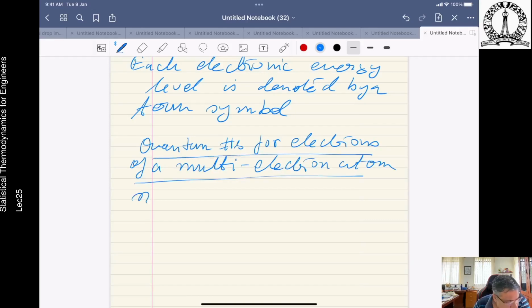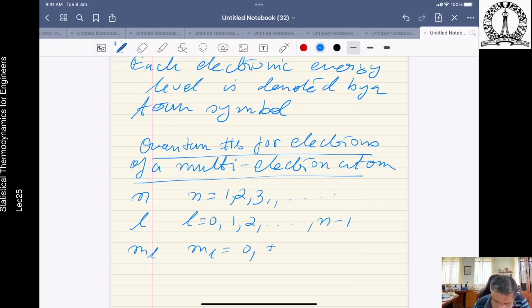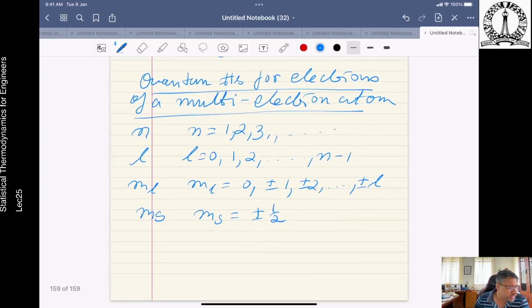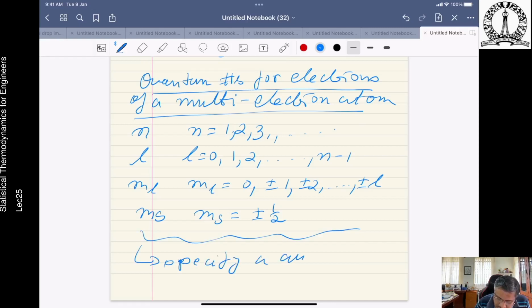The first one is n equal to 1, 2, 3, and so on. Then there is L equal to 0, 1, 2, up to n minus 1. Then there is m_l, which is equal to 0, plus minus 1, plus minus 2, up to plus minus l. Then there is m_s, which is equal to plus minus half. So these were the 4 quantum numbers, and all 4 should specify a quantum state.